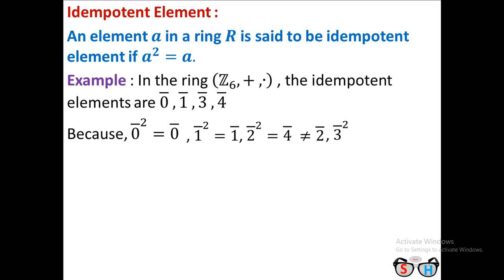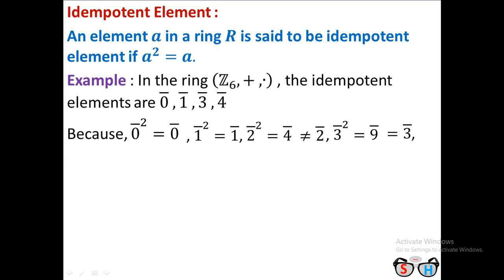But if you take 3 bar square, this is 9 bar. Since we take the ring Z6, you have to divide 9 bar by 6 and take the remainder. If you divide 9 by 6, the remainder is 3. As a result, 9 bar equals 3 bar. So 3 bar square equals 3 bar. Therefore 3 bar is an idempotent element.